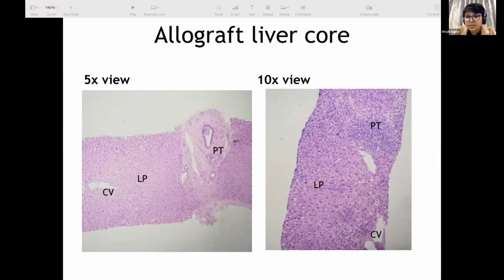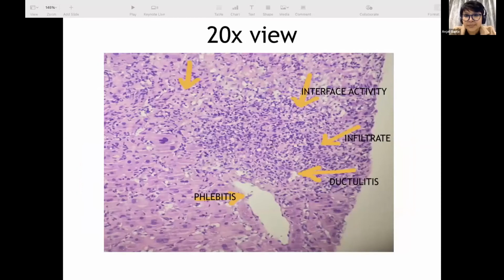The central vein is not very clear here. I'll show it to you in the next slide. Can I have the next slide? Sorry. Yeah, this is the higher power view of the portal tract of the same case. It is showing an interface activity, and the infiltrate is mostly monomorphic, mostly lymphocytes. And there is a definite ductulitis, where I have pointed with the arrow, with loss of its architecture. There is portal vein phlebitis.